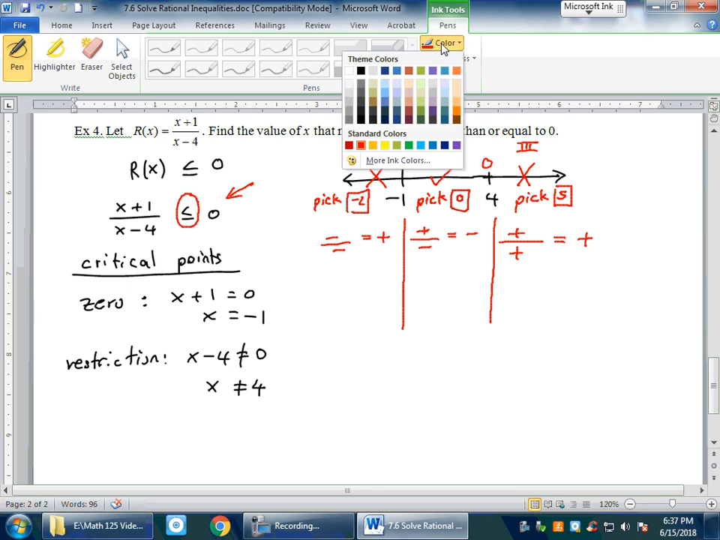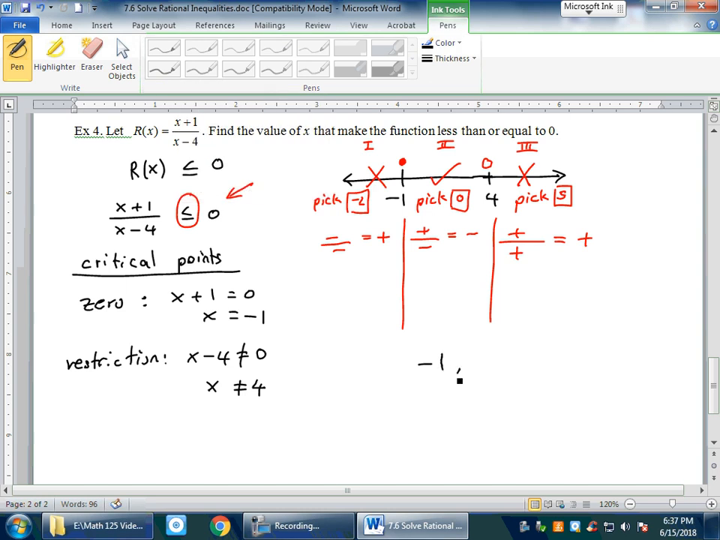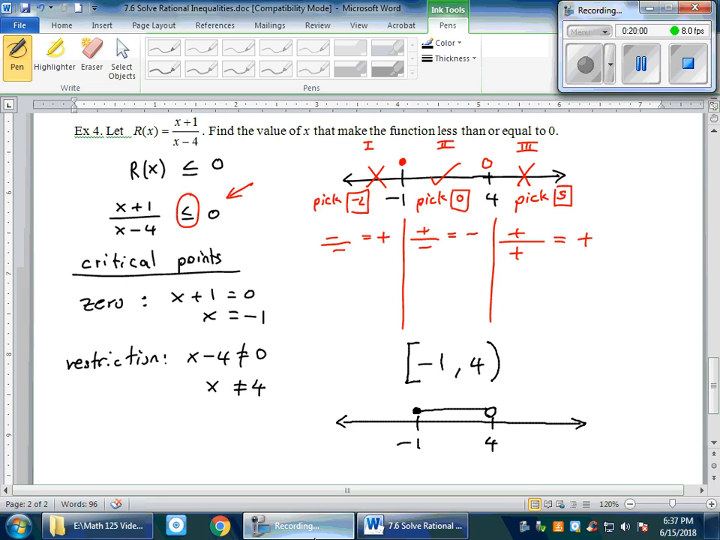So finally, we found our answer, which is from negative 1 to 4. Negative 1 is inclusive and 4 is not inclusive. And the graph of this will be from negative 1 to 4. Negative 1 is inclusive, 4 is open, and any number between that. And this concludes our section.